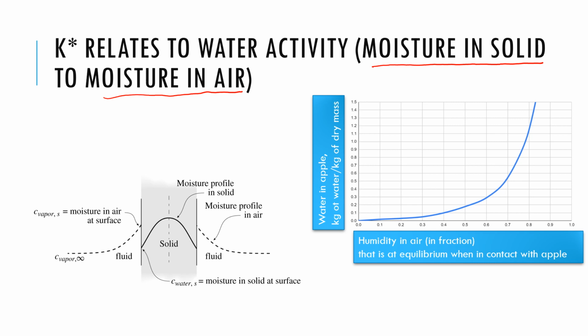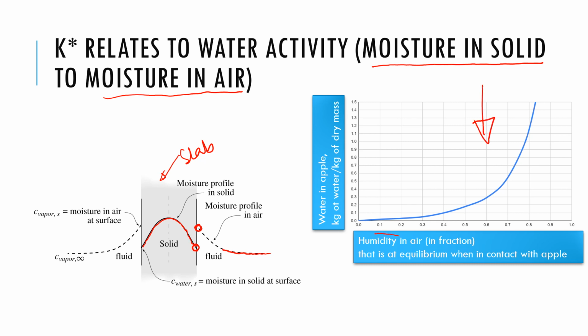So if we think of this slab being dried, and at some point during drying, this could be the moisture profile inside the slab, which means moisture in the solid, and then this could be the moisture profile outside. You notice that at the surface, we can talk about moisture in the solid or moisture in the air. They're not the same thing. They're related because they are at equilibrium, so they have this kind of a relationship here.